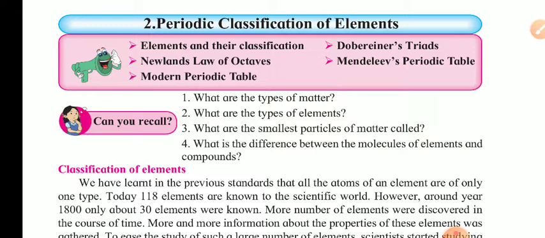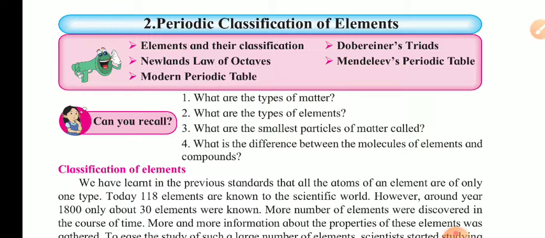We had already studied in standard 8th about matter, and after that we studied that the atom is nothing but the smallest indivisible particle of matter. After that, in ninth standard we already studied about the different types of elements, in which we studied about metals, non-metals and metalloids. When we talk about the periodic classification of elements, later on we will discuss.